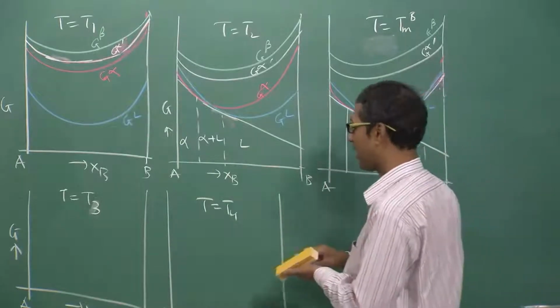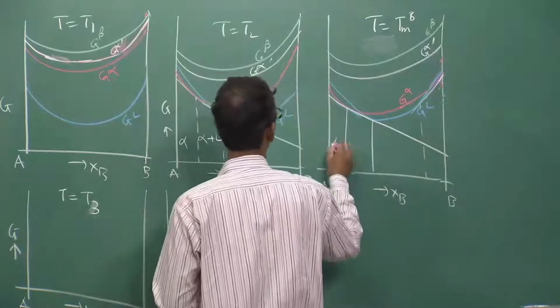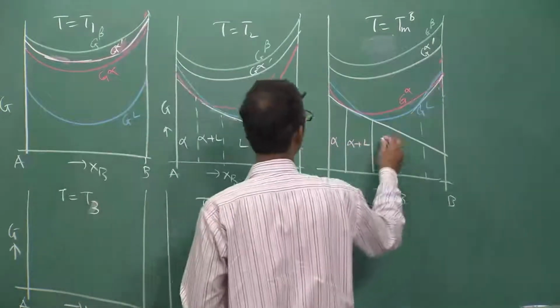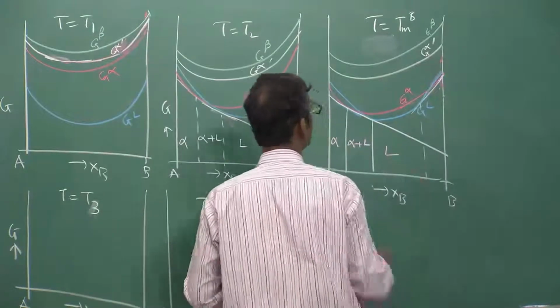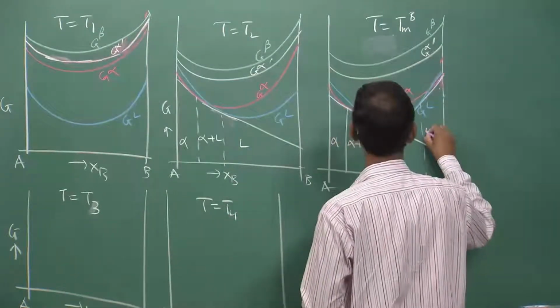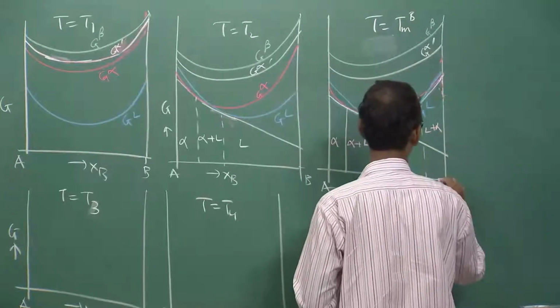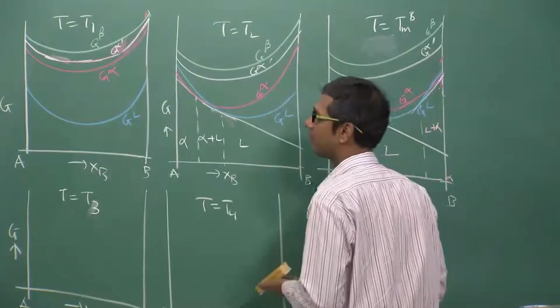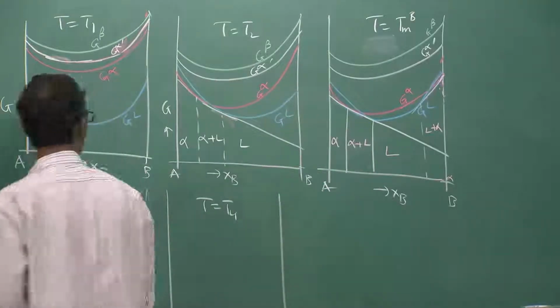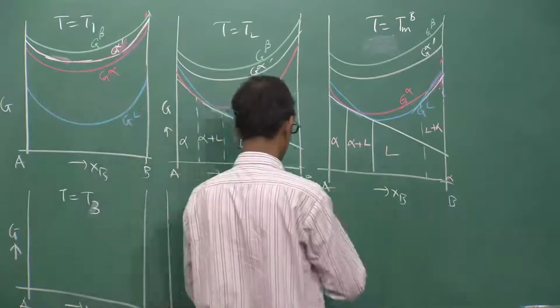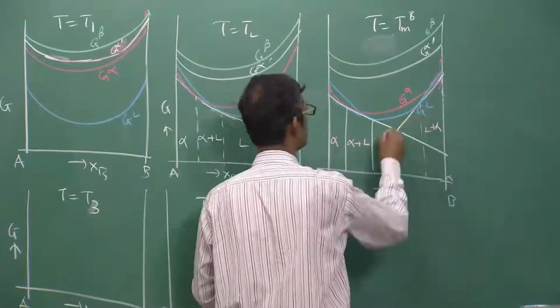So that means I have, this is alpha, alpha plus liquid. Then there is a small range in which liquid is stable, and then this is liquid plus alpha, and only at B end alpha is stable. Okay. So that's what it looks like. There are two common tangents between these two curves because two crossovers are there.